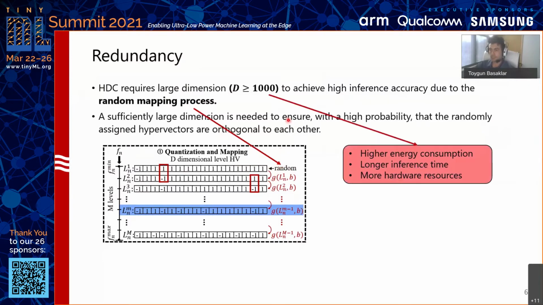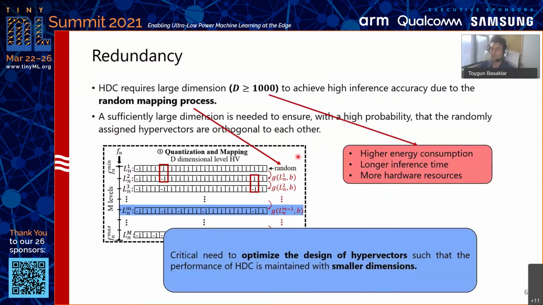Large dimensions imply higher energy consumption, longer inference time, and more hardware resources. So there is a critical need to optimize the design of these hypervectors, such that the performance of HDC is maintained or can be increased while using smaller dimensions.